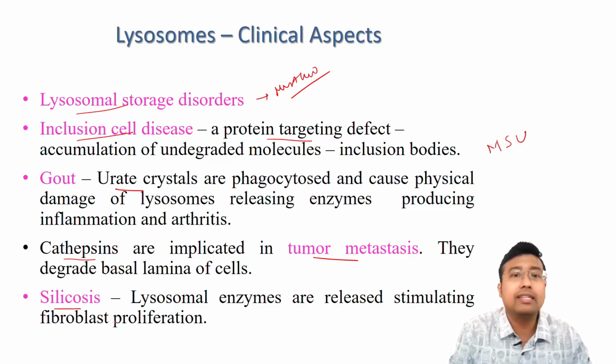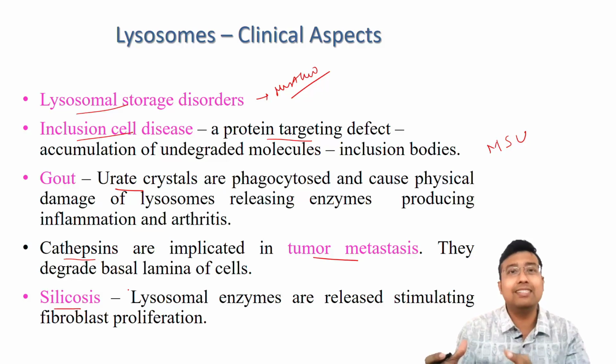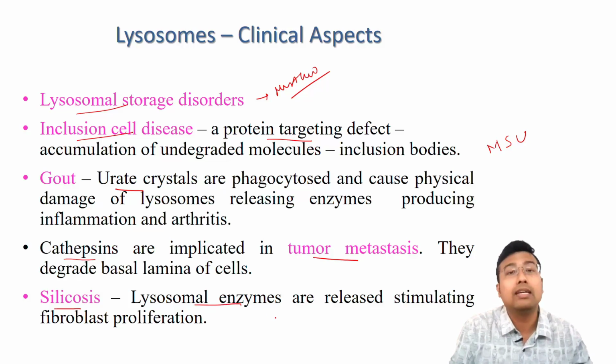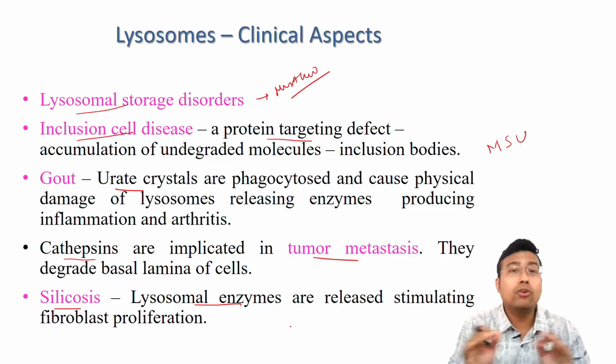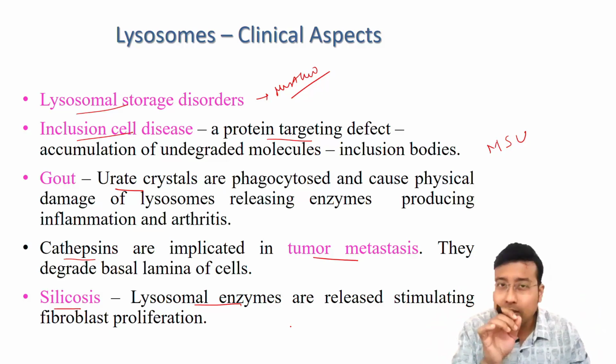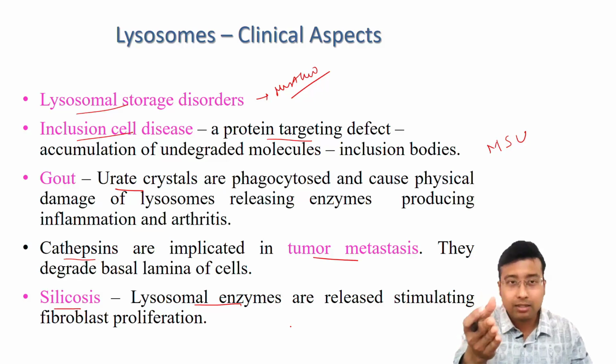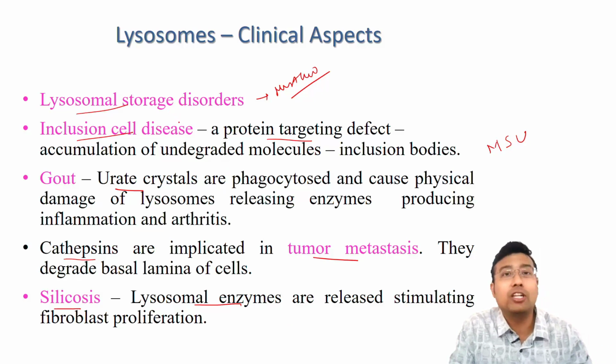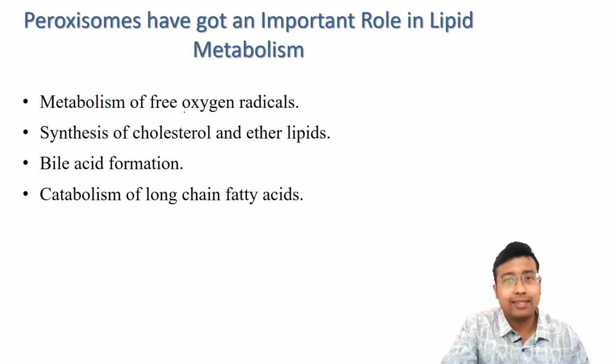And a disease named silicosis, it's a disease of lung due to inhalation of silica particles. In that disease, lysosomal enzymes are released and that stimulates the inflammatory process. Now, why am I telling you all this? I don't want you to get burdened with every information, but just note this down. Each of these lines mentioned in pink color are potential multiple choice questions that will help you in your upcoming competitive exams. Anyway, next we move on to peroxisomes.